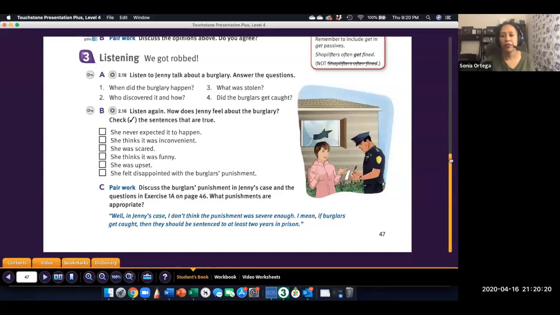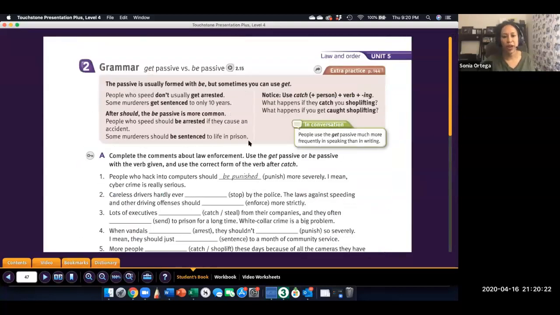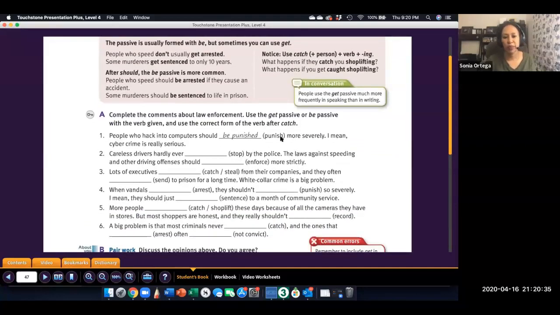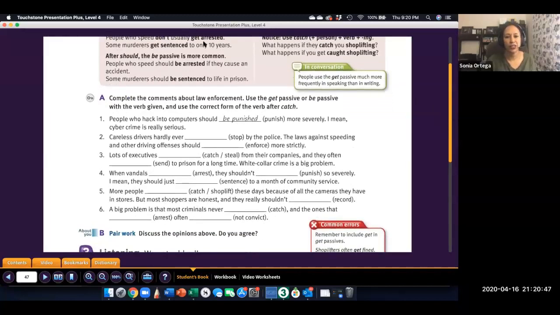And after you review this grammar about get passive versus be passive, you'll look at the sentences underneath. Choose the correct form, either the get or be passive, and also use the correct form of the verb after catch. So after you finish this, continue the video to check your answers.